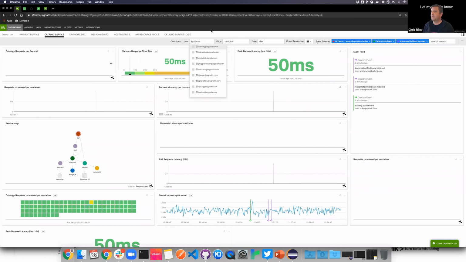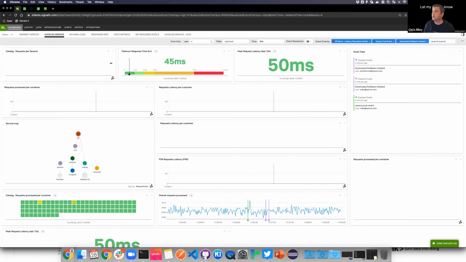Well, sharing my screen did not help my cause in terms of internet.